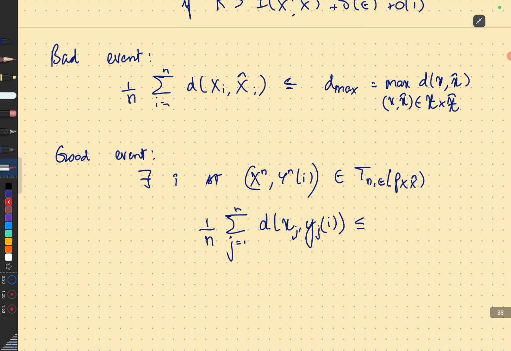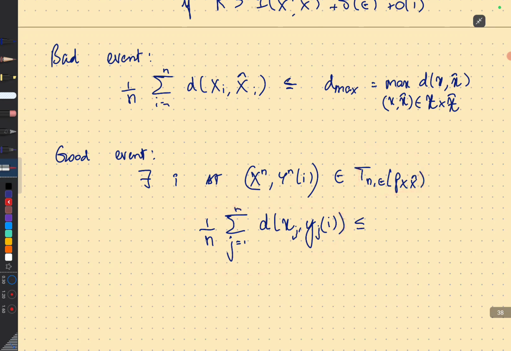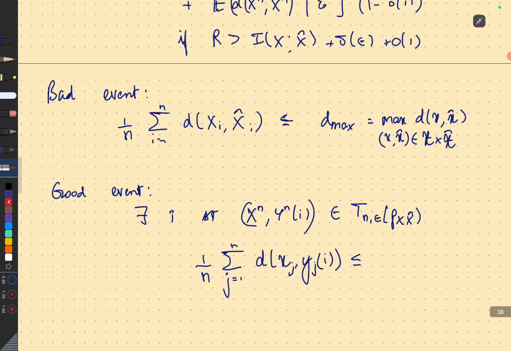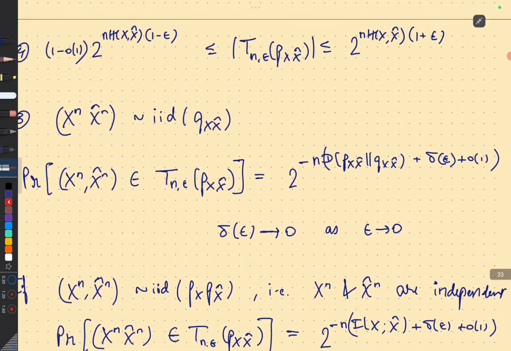So let's forget about distribution, everything else. You have a pair of sequences that lie in this typical set, and you're taking the empirical average of some function of this sequence. What should this be equal to? This is 1 by n d of x_j y_j, right? So what did we see? Should be the expectation, right?